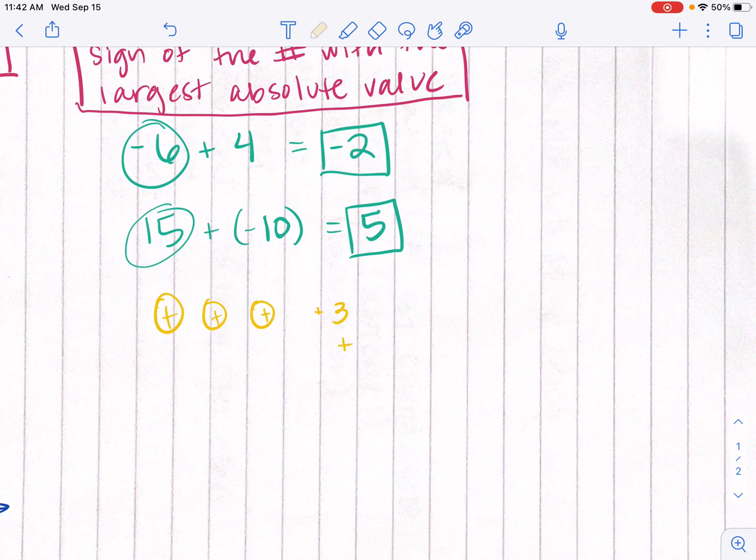And then I add 2 negative chips. Now I do have 0 pairs this time. Do you see how this positive and that negative and this positive and that negative cancel each other out? So I'm left with 1 positive. So my answer is positive 1.